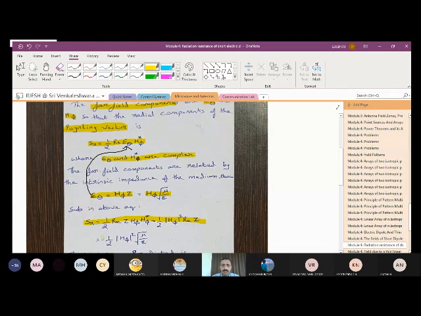So what is S_r? S_r is 1 by 2 modulus of H phi square. I have substituted Z there. Z is root of mu by epsilon. So it can be written as 1 by 2 H phi square root of mu by epsilon. You can make a note of all these equations, and now here we got the equation for S_r: 1 by 2 mod H phi square root of mu by epsilon.